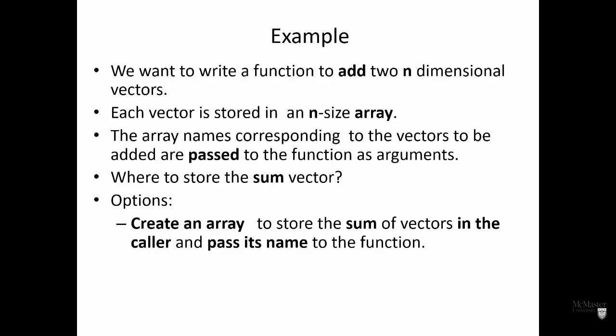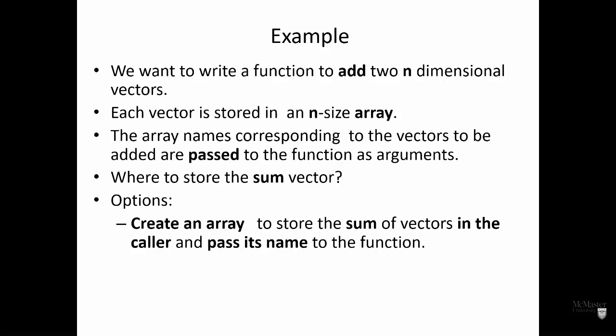Okay? So to add 2 n-dimensional vectors, each vector is stored in an n-size array. Then the array names corresponding to the vectors to be added are passed to the function as arguments. So I want to write a function that takes as an input two vectors and adds them. Seems pretty easy, right? Except that n now is variable, right? This is the difference between whether you know the static size of the array or not. You have different options, right? On the main or the caller, I can create an array that will store the result and then pass to this function a third parameter, right? As an array that holds the result of the addition.